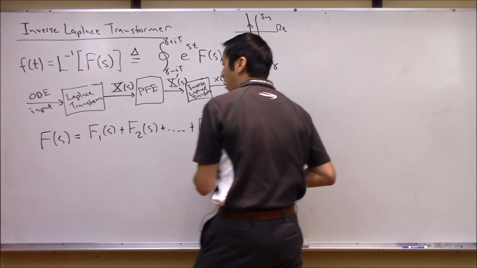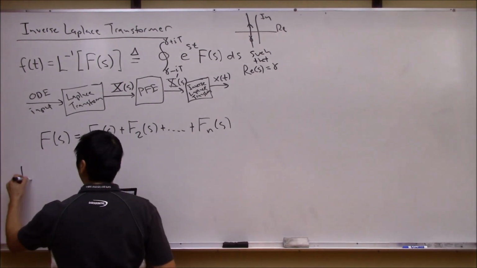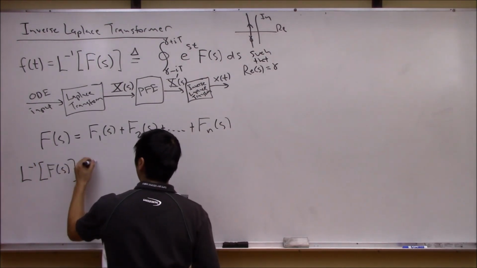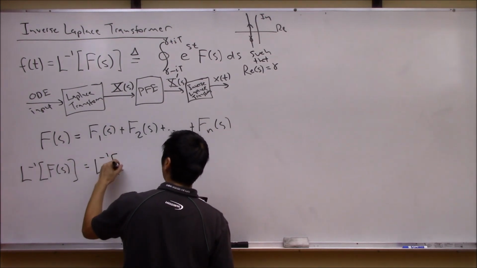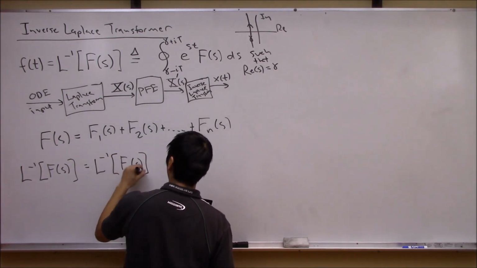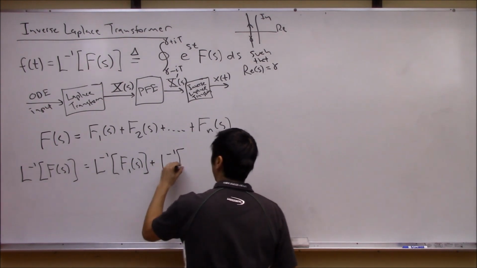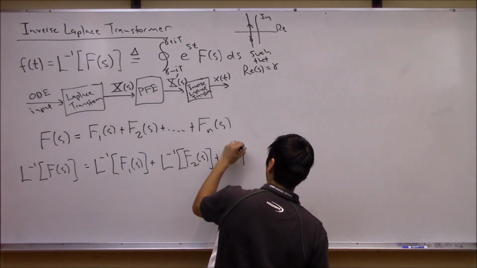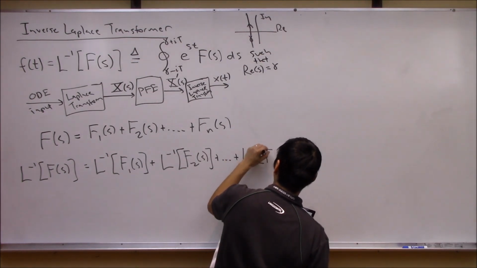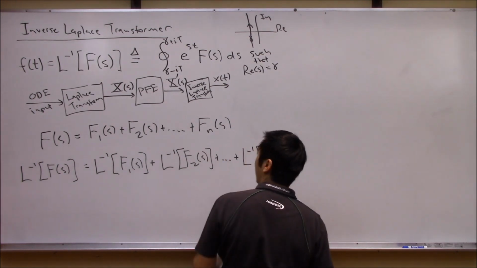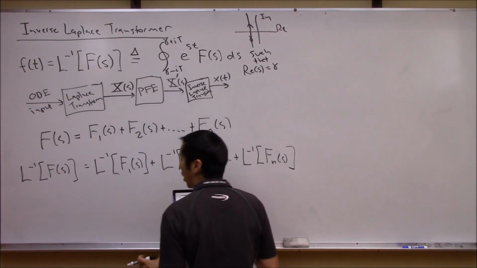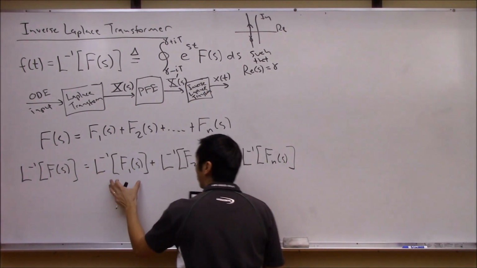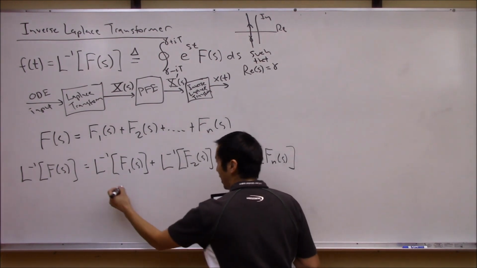If that's the case, then I can take the inverse Laplace transform of F of s, which is what we want, and that's just going to be the inverse Laplace transform of each one of these components by themselves, plus all the way down to the inverse Laplace transform of Fn of s. And the idea is the left-hand side is complicated. You have to crank through this integral, and that's a big pain in the neck. But on the right-hand side, each one of these is going to be easy.